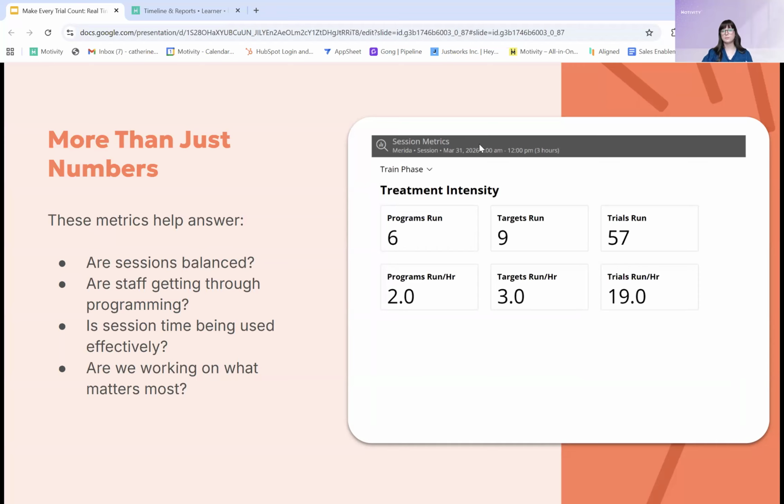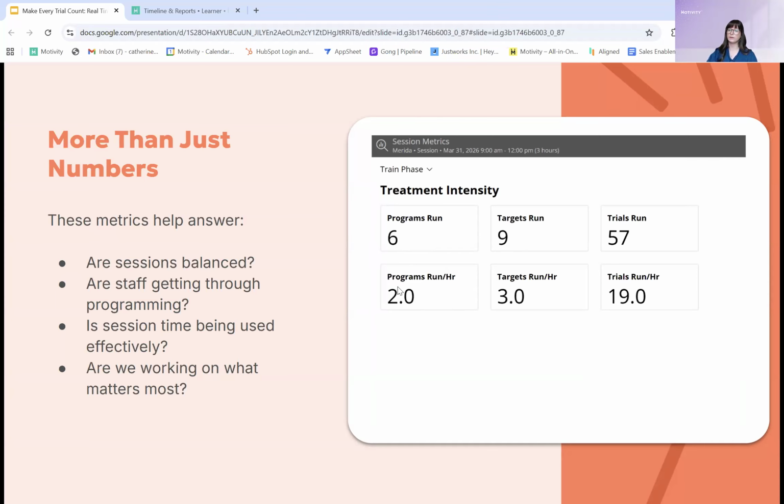So up at the top here, we're able to see, here's the specific session where we're looking at this metric data. And here's an expanded view where again, we see the programs, targets, and trials run, but we start to see it broken down by 2 programs run per hour. So 6 programs run might have been okay if it was a 1 hour session, not super common. But here we see a 3 hour session, so we're only running 2 programs per hour. And now I have to start to consider, what are my potential barriers? Is there additional support that this individual could receive?